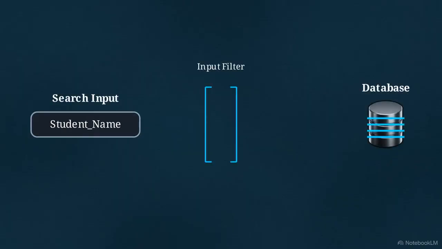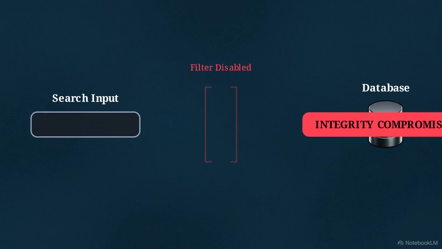Normal text queries the database without issue, but without input filters, an adversary types control characters, like semicolons, to bypass the search and send malicious commands to the back end. This injection attack executes unauthorized database commands, completely compromising the data's integrity.